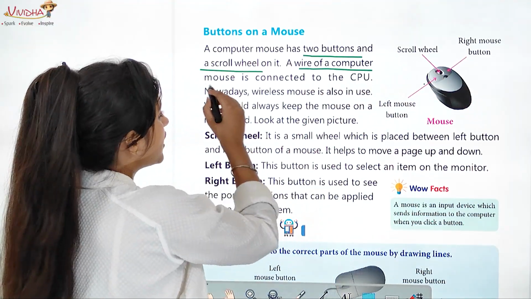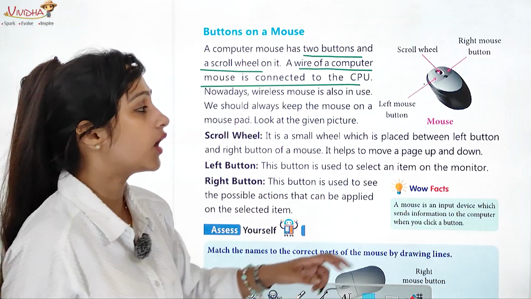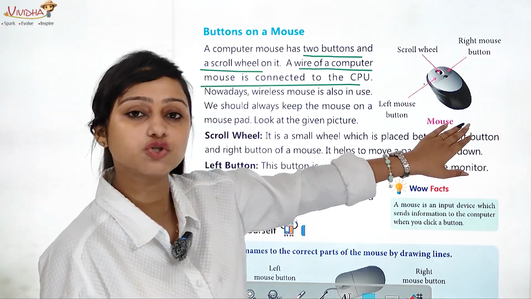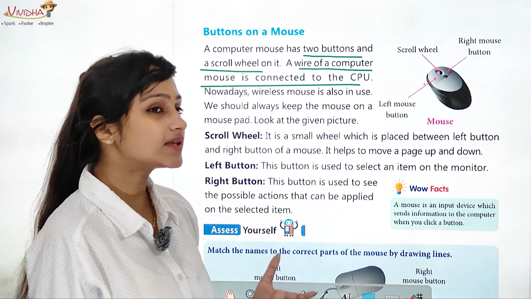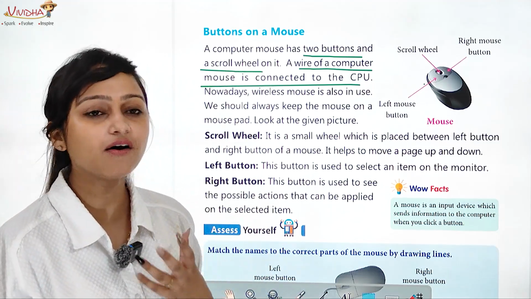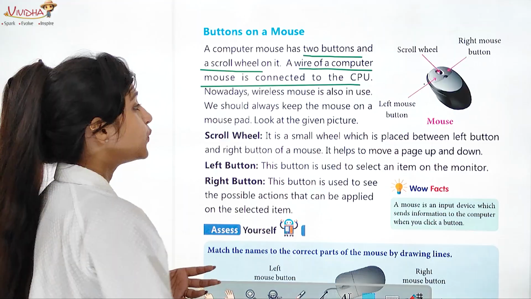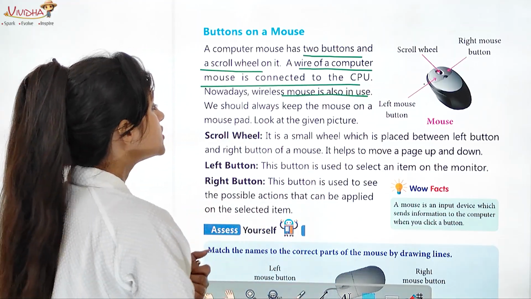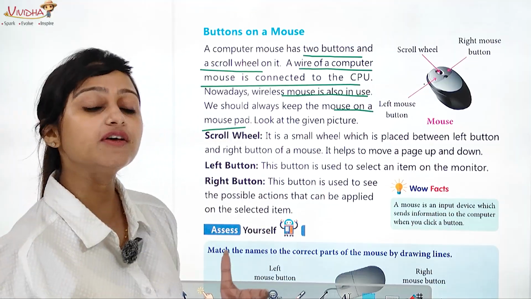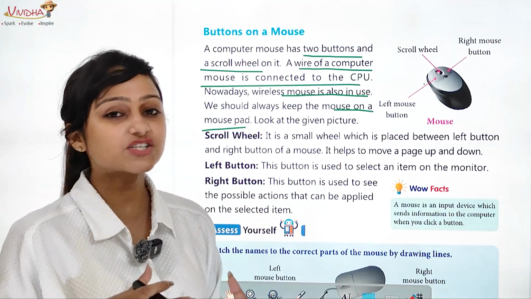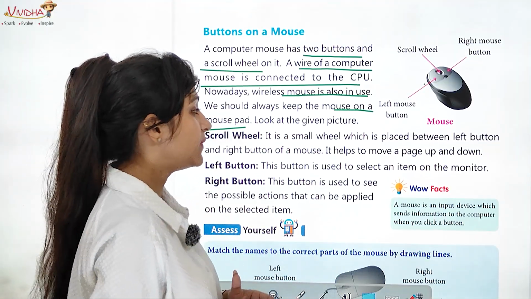A computer mouse sometimes has a wire that is connected to the CPU. Do you know what a CPU is? CPU is the brain of the computer. Nowadays, a wireless mouse is also in use. We should always use the mouse on a mouse pad. It works smoothly. Look at the given picture.